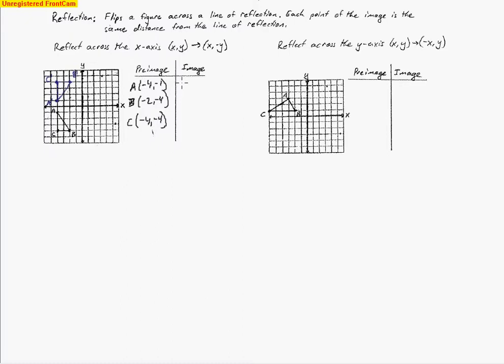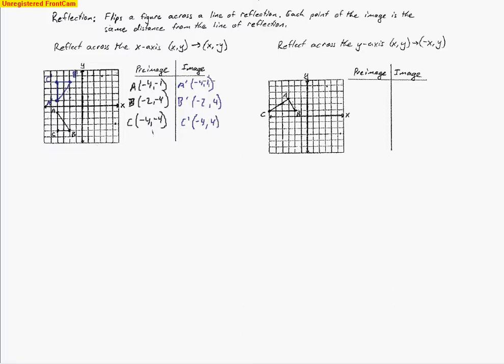And so what we're going to end up doing is writing down what the ordered pairs are for this. A prime is going to be 4 spaces to the left and 1 space up, so -4, 1. B prime is 2 spaces to the left, and it is 4 spaces up. And then C prime is going to be 4 spaces to the left and 4 spaces up.